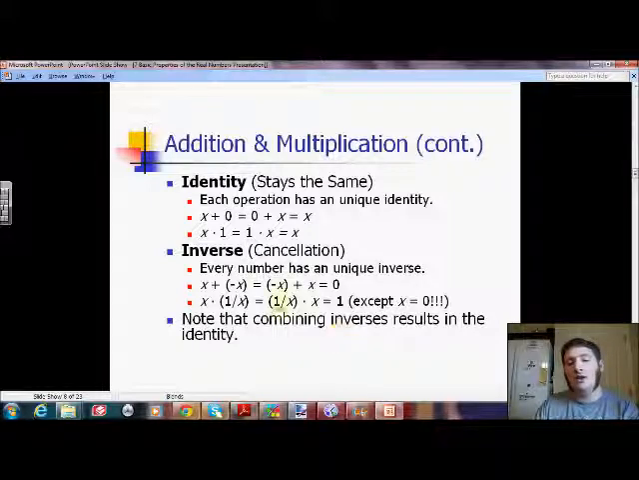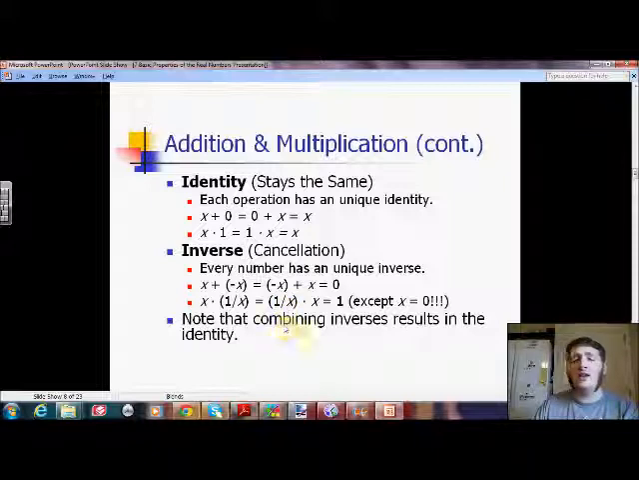And sort of a big idea that will be important in later algebra courses, or the further you get in math, is that when you combine inverses, they cancel, and they cancel to the identity. So if you combine inverses or opposites by adding them together, you'll get 0. If you combine inverses that are reciprocals by multiplying them together, they'll cancel to the identity 1. So 0 is the additive identity, 1 is the multiplicative identity. Opposites are additive inverses. Reciprocals are multiplicative inverses.